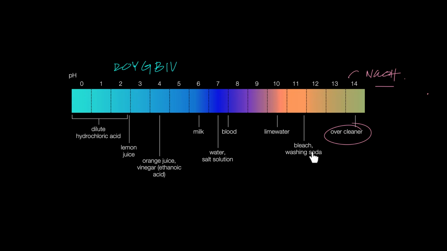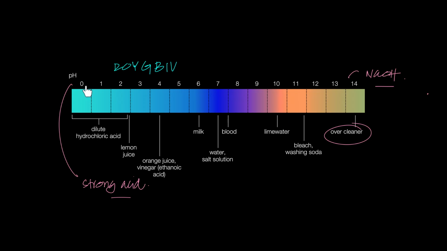Bleach, washing soda, even soaps, they're all on the basic end, the alkaline end, right? And this is a pH scale that we came up with, where 0, 1 and 2 normally represent a very concentrated or a very strong acid. Even if a strong acid is dilute, like dilute hydrochloric acid, because it is a strong acid, we know it is going to have a higher concentration of hydrogen ions, and therefore it has a pretty low pH: 0, 1, 2, 3.